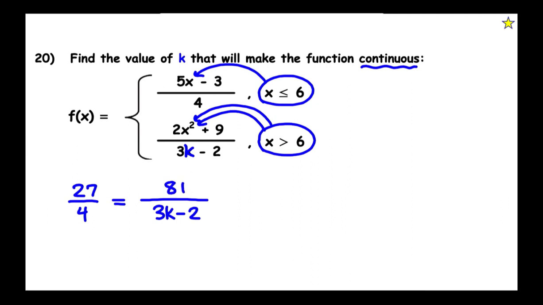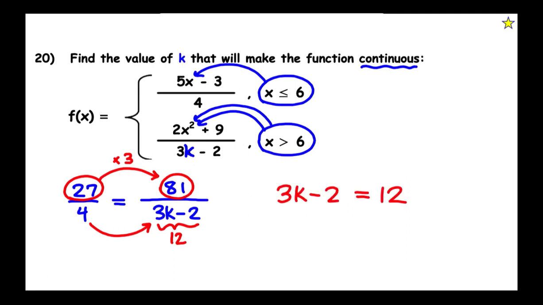All right, so now I can just cross multiply to solve. Now, if I don't want to cross multiply, I can get real savvy because I realize that I have a 27 and an 81 in the numerator. And I realize that 81 is 3 times larger. It's like a times 3. So if I want, I can do the same thing down here, and I can be like, you know what? This needs to be a 12. So 3k minus 2 is simply 12. And basically, I've avoided the big numbers that I would have gotten had I cross-multiplied. You get the same answer either way.